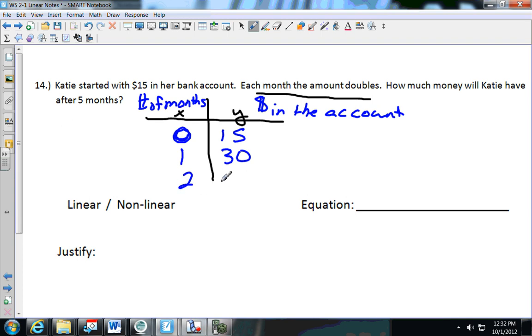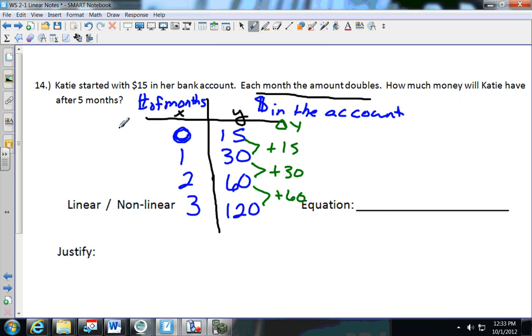How much does she have? No, I said, why did you say 45? Check yourself. It said doubles. 60. When you double, what do you do? You multiply by 2. So in the third month, it doubles again. 120. Now, let's look at what's happening. If I do delta y right here, that's plus 15. What is it here? Plus 30. What about here? Okay, so now let's do delta x.